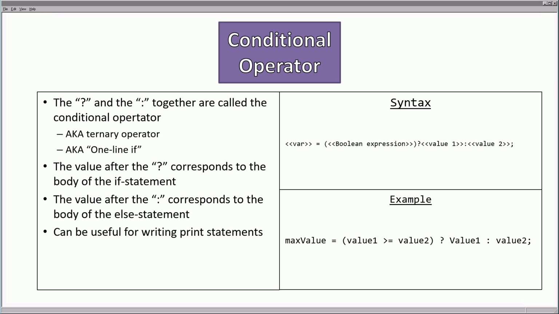There's a special kind of operator called the conditional operator, otherwise known as the ternary operator or the one-line if statement. So if you see a combination of a question mark and a colon together, it basically creates a one-line if statement. So what you can see here is we can assign the value of a variable to some Boolean expression followed by a question mark. Then, if this is true, we assign value 1. However, if this is false, we assign value 2.